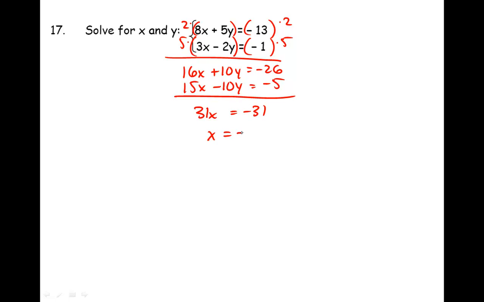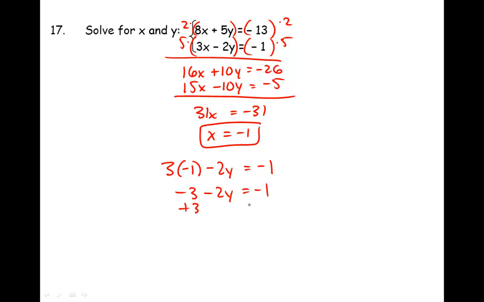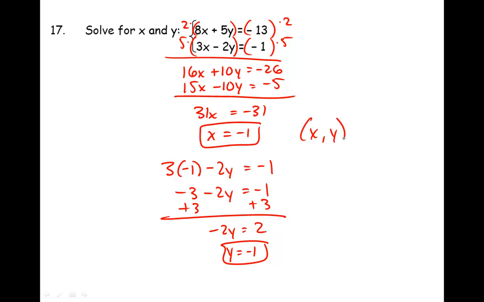Divide both sides by 31, and you get x is equal to negative 1. Now take one of the equations, it doesn't matter which one, and substitute in a negative 1. So I'm going to do that to the second equation. 3 times x, which is 3 times negative 1, minus 2y is equal to negative 1. So negative 3 minus 2y is equal to negative 1. Add 3 to both sides. Divide both sides by negative 2. So the solution to x and y is negative 1 and negative 1.